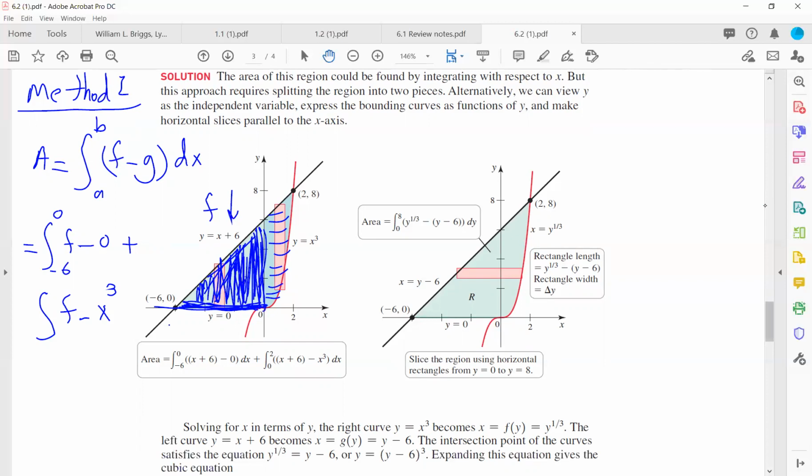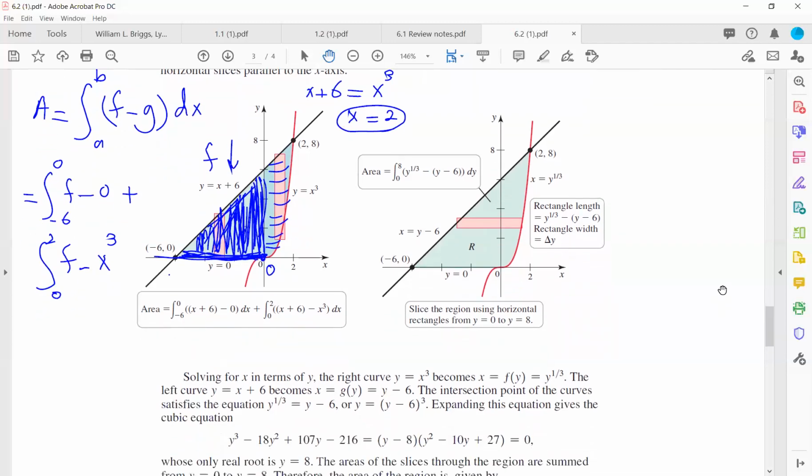Your lower bound is 0. Now you have to calculate the upper bound. To find the upper bound, you have to set x plus 6 equal to x cubed. The only value that satisfies these two is x equals 2. So the lower bound is 0 and the upper bound is 2. As you can see, it's pretty complicated.